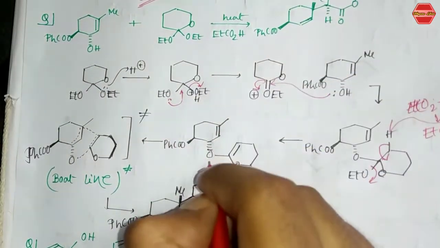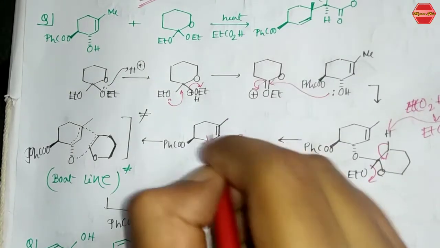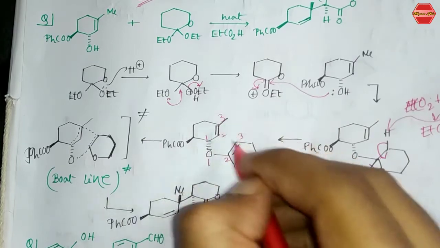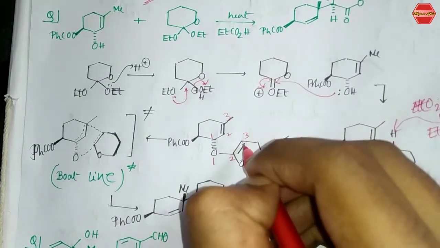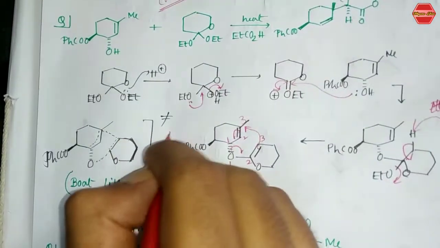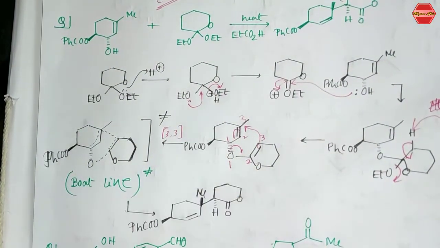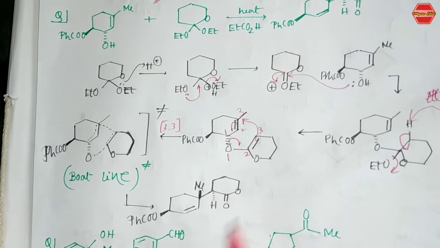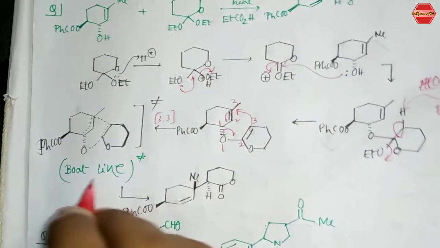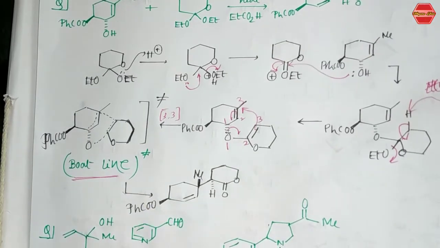Now you can easily find out that this is your 3,3 sigmatropic rearrangement. There is a bond breaking between 1 and 1, and a bond formation between 3 and 3, and you can see how it is formed with the mechanism this way. So this is basically 3,3 sigmatropic, and this is your boat-like transition state, right? This is basically identified and isolated, so that is why it is important.